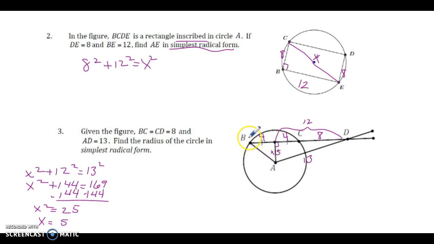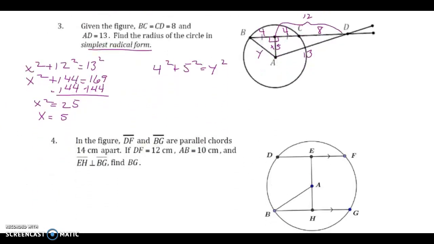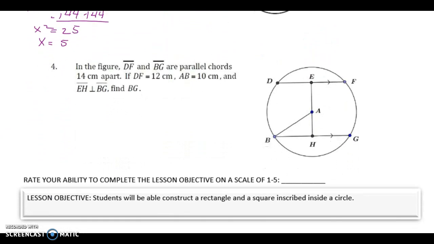The radius would actually be AB, so I've got another right triangle. Let's call this variable y. Now you're going to say 4 squared plus 5 squared equals y squared, and solve for y. Again, keep your answer in simplest radical form. So you're not going to come up with a perfect square here. You will have to simplify that radical. And last one, let's look at question number 4.